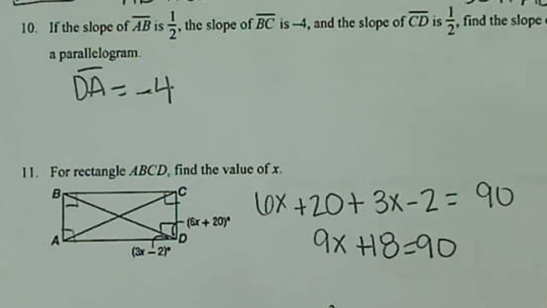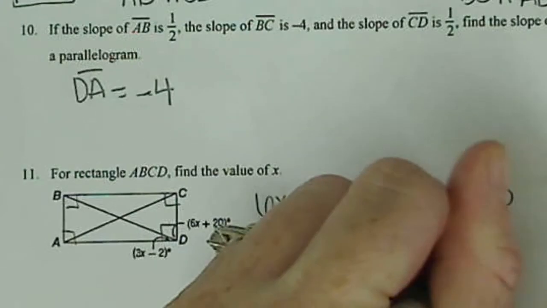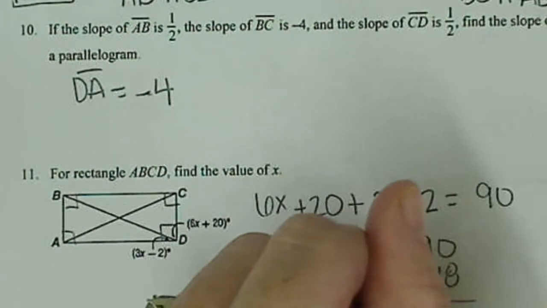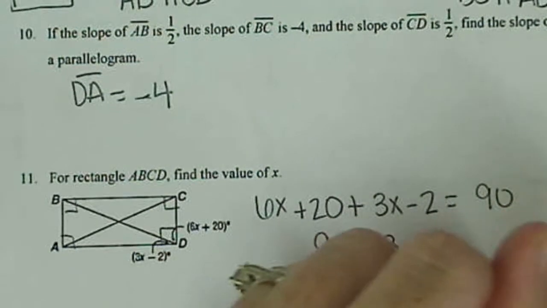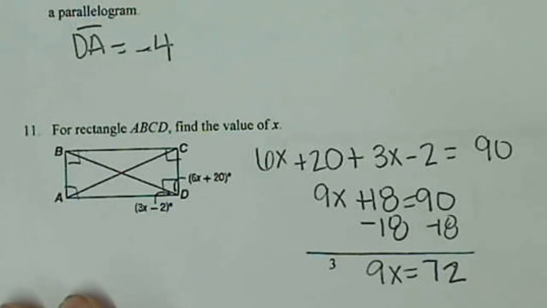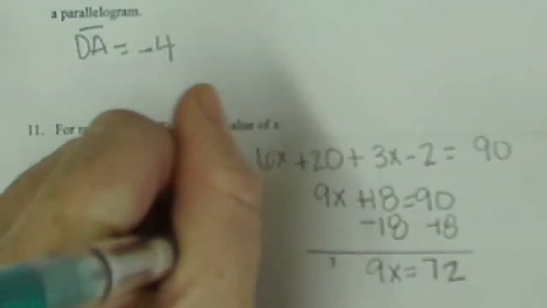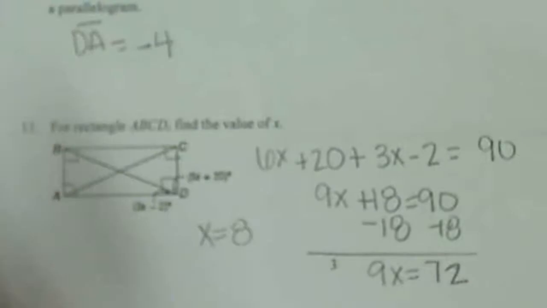Okay, let's go ahead and solve for x. Nine x equals 72. So x equals 8.